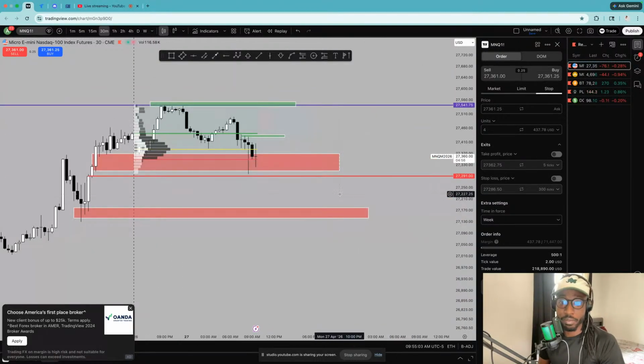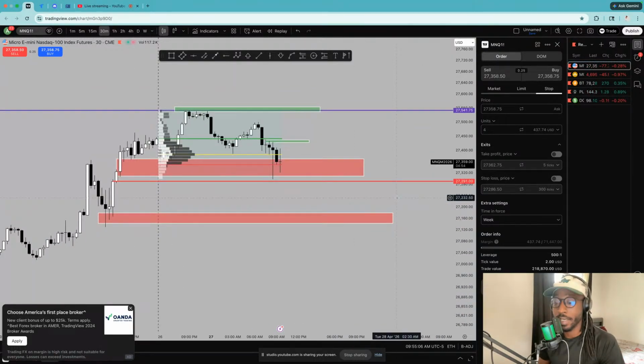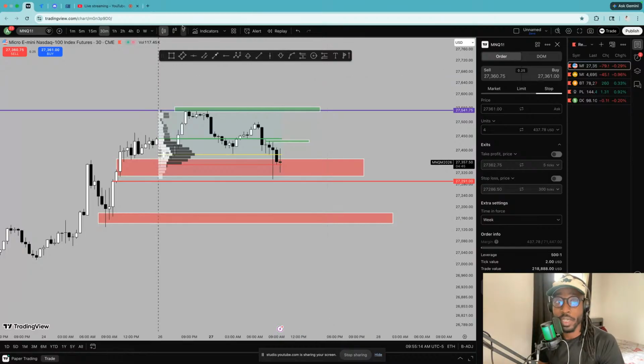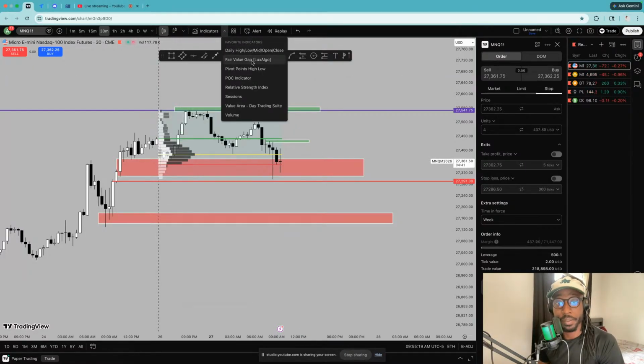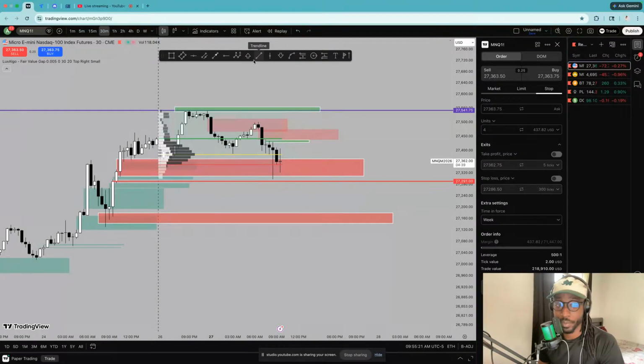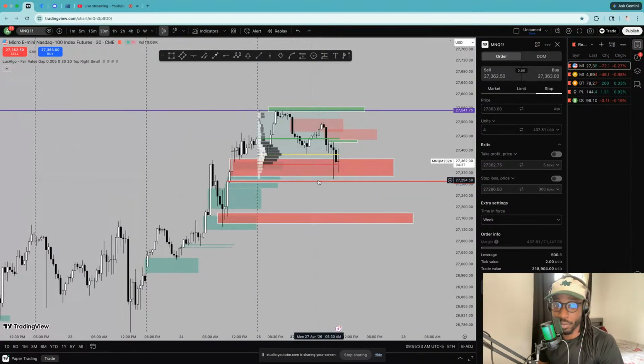Another indicator, as you can see, we haven't used any indicators yet. Only markups and tools. We haven't used not one indicator yet. If we were going to utilize an indicator as of right now, I would want that to be fair value gaps. Now, fair value gaps are another tool to help you find directional bias.